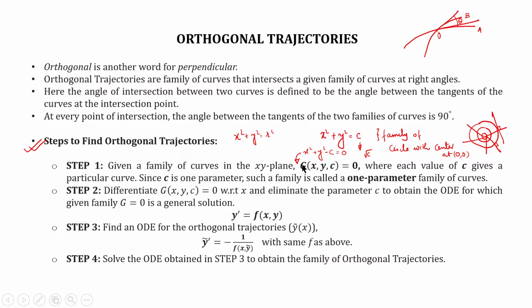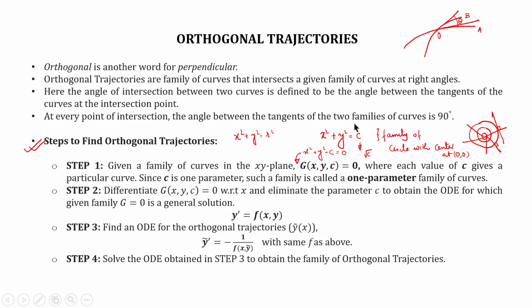Now in the problem this would be given. In the next step we would differentiate this implicit equation g(x, y, c) both sides with respect to x, and obtain y dash while eliminating the parameter c. In this step, we will see how to do it while solving the problems. So then we will differentiate this equation both sides with respect to x and find y dash, or dy by dx, as a function of x and y, f(x, y).